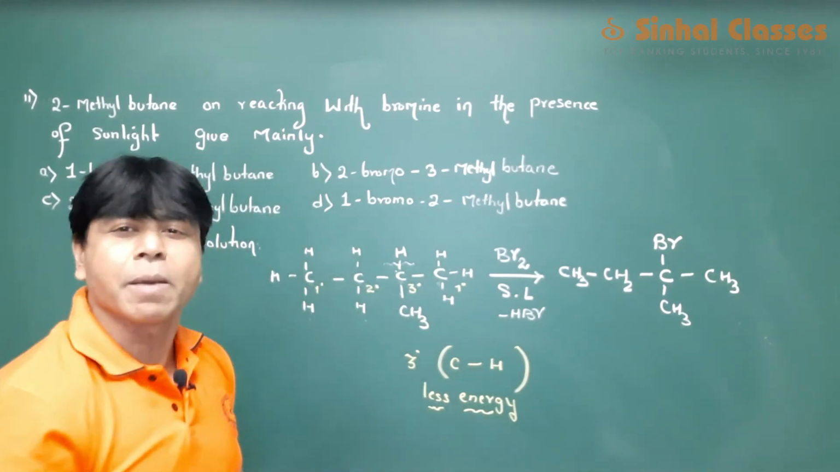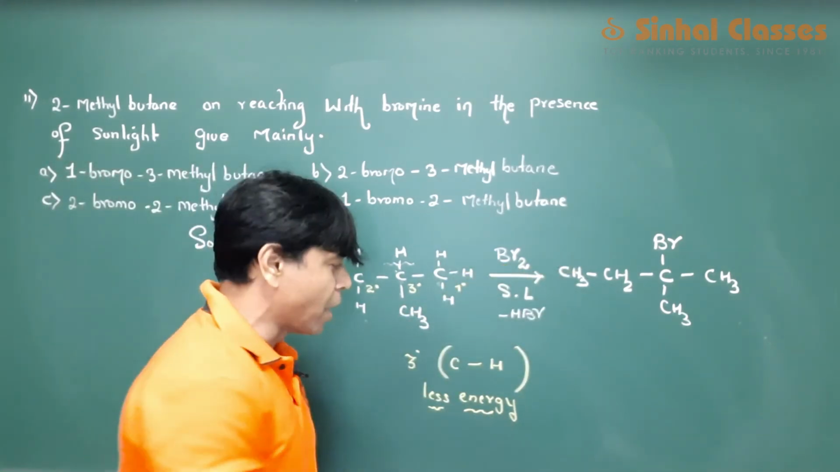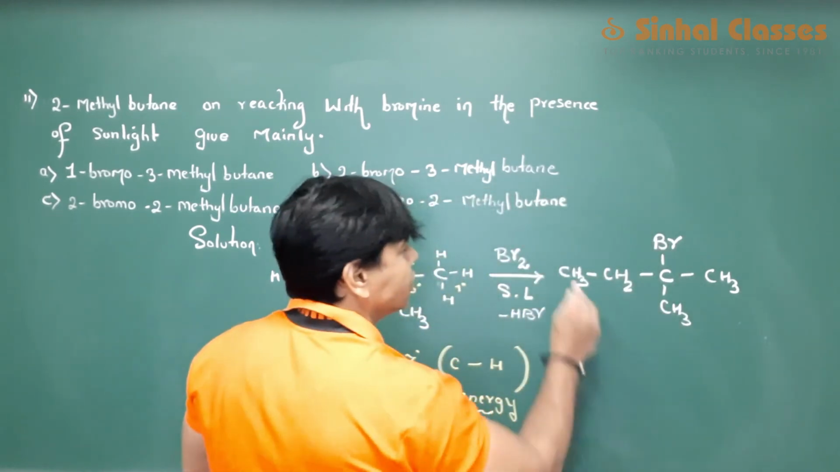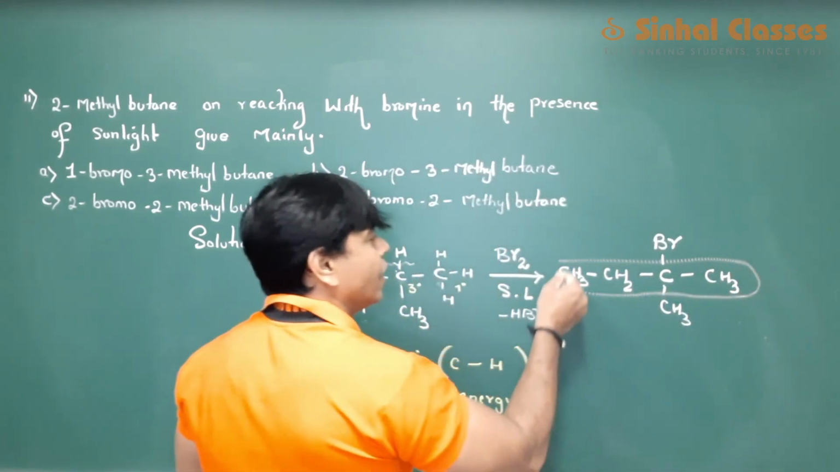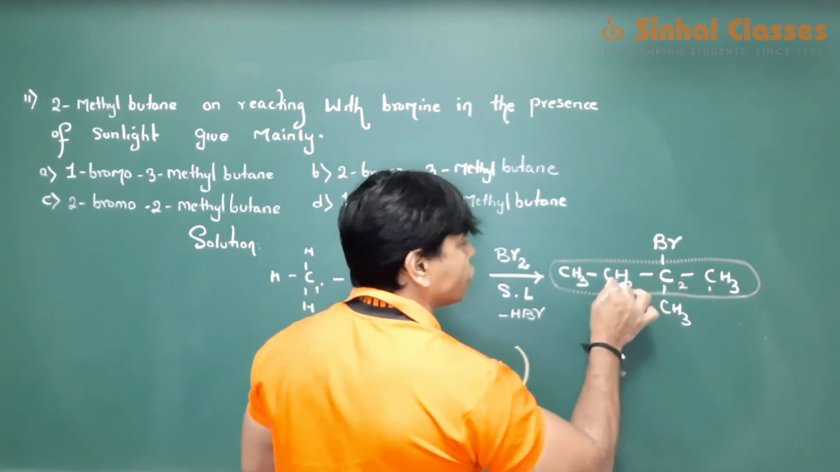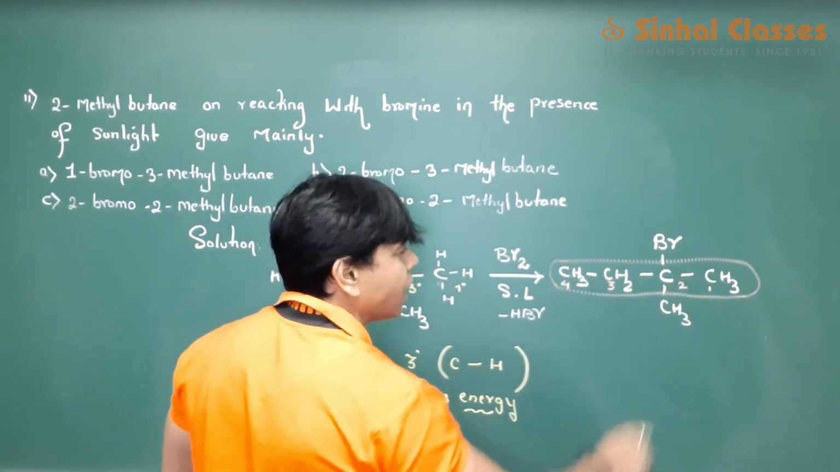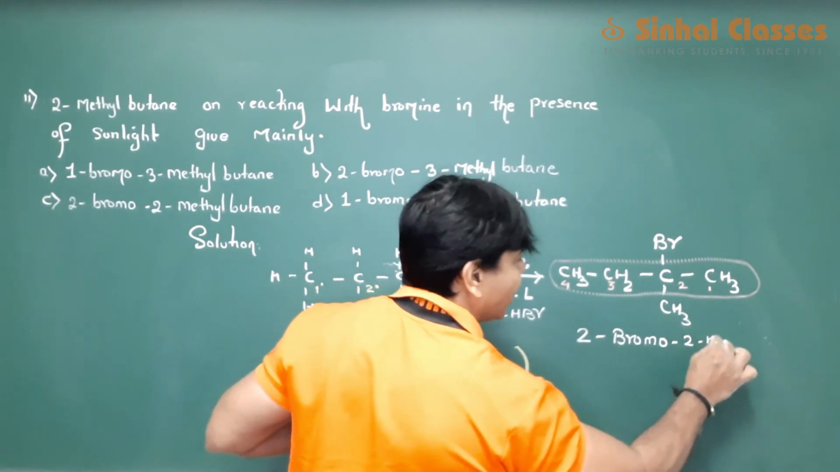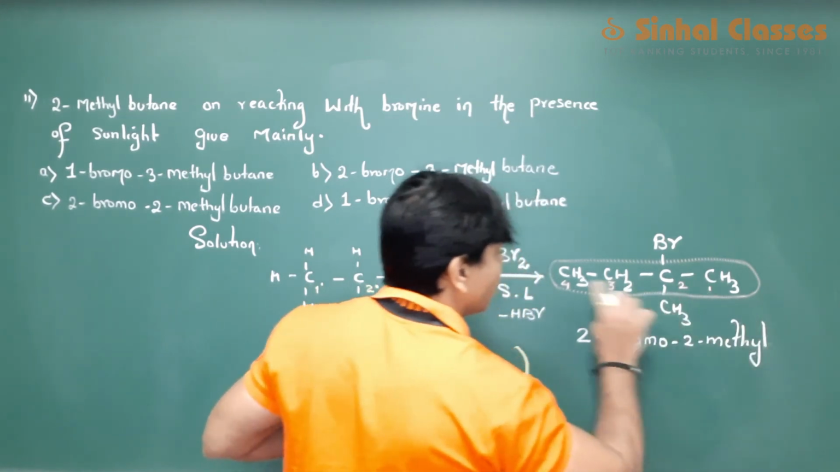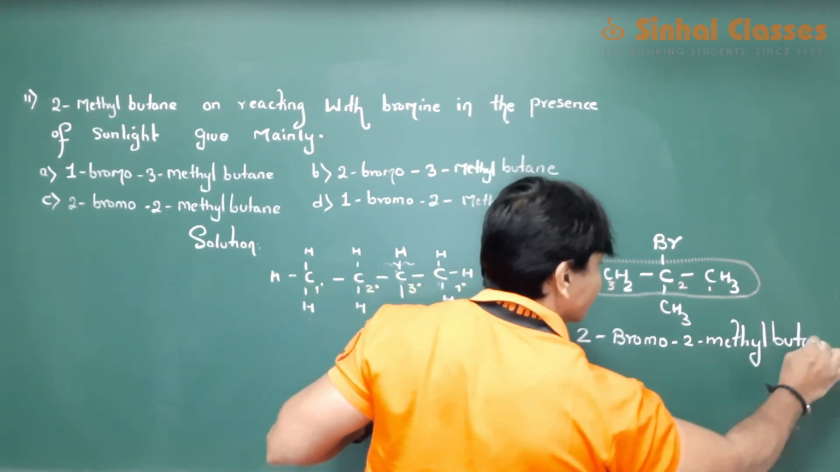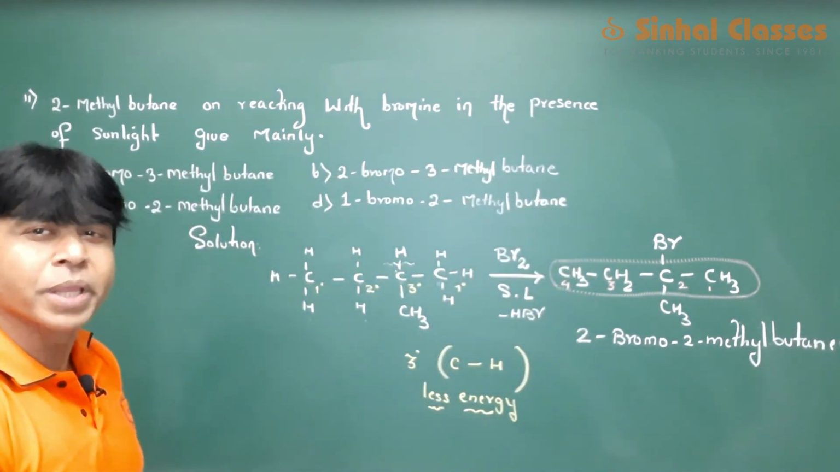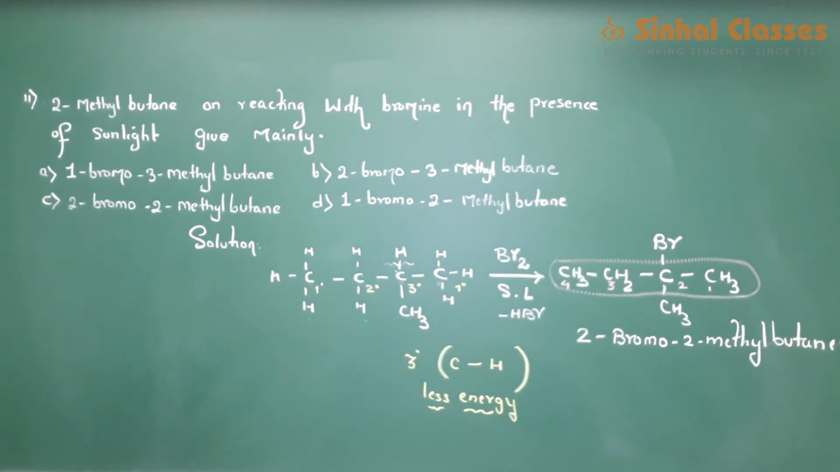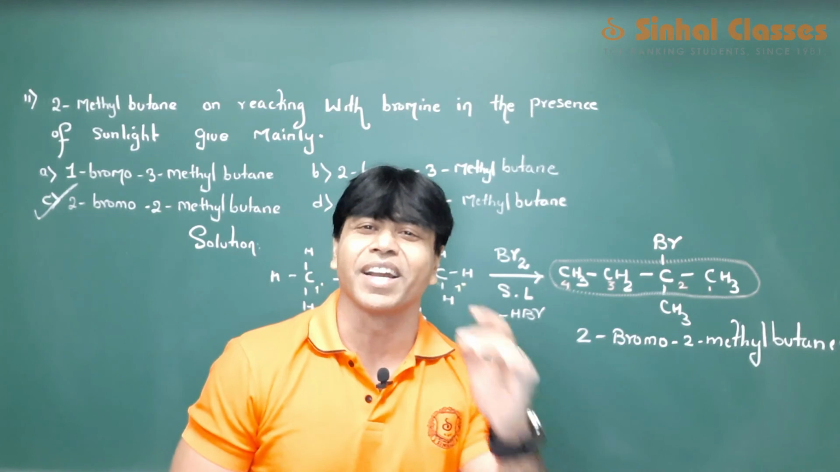So what should be the IUPAC name of this compound? Select the longest chain of carbon. Numbering starts from here: 1, 2, 3, 4. So it will be 2-bromo, 2-methyl, with 4 carbons, so butane. Your option will be 2-bromo-2-methylbutane. So where is 2-bromo-2-methylbutane? Here, look at this. So your answer for this question is C, which is the correct option.